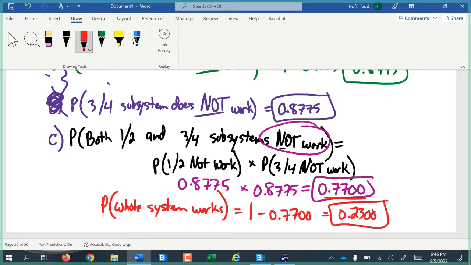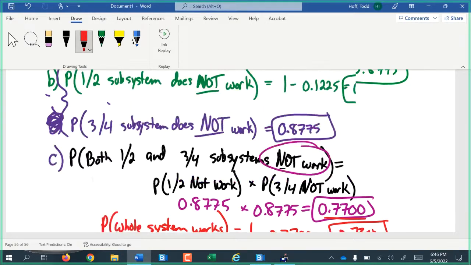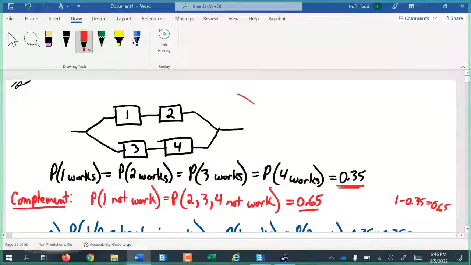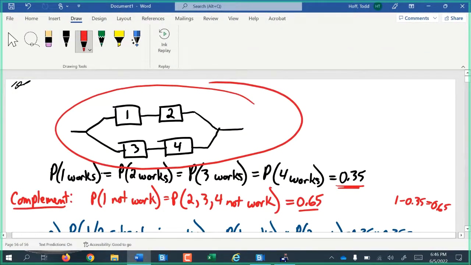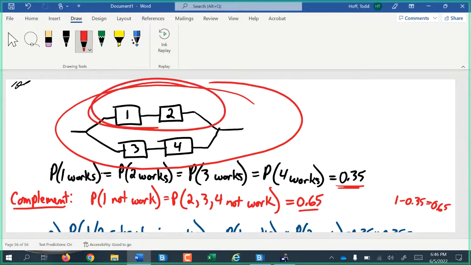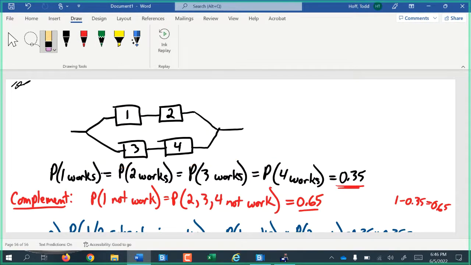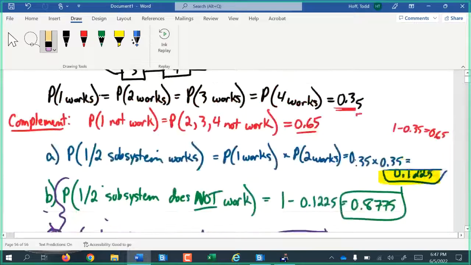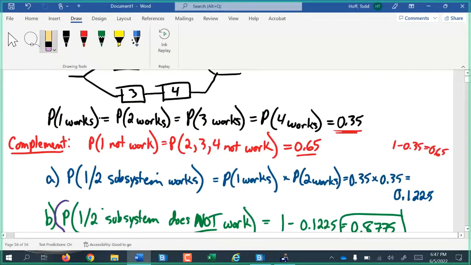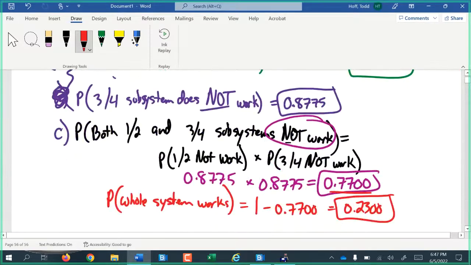That's the probability that the whole system will work. That's the purpose of these redundant systems, these parallel systems: the probability of the whole system working is much higher than the probability of a single branch working. You'll see up here the probability of a single branch working was just 0.11225. But the probability that the whole system works is much larger than that, 0.2300, because of the redundancy, that either branch can function to make this work.